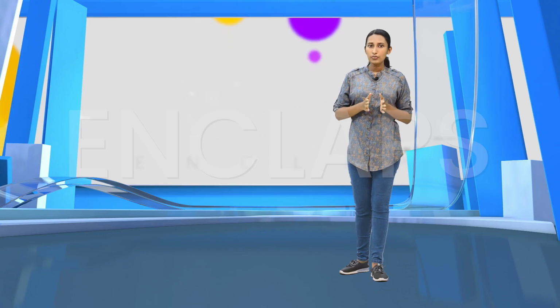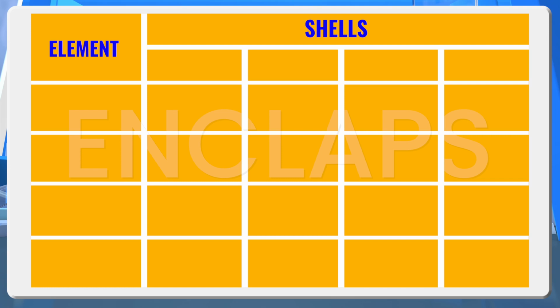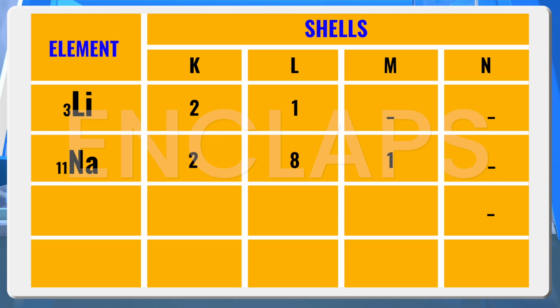Okay? Now I am going to find out the electronic configuration of some elements. So look at this table. First I am going to find out the electronic configuration of lithium. Lithium has atomic number 3, so its electronic configuration can be written as 2, 1. Now the next element is sodium. Sodium has atomic number 11, so its electronic configuration can be written as 2, 8, 1. The next element is argon. Its atomic number is 18, so its electronic configuration is 2, 8, 8.